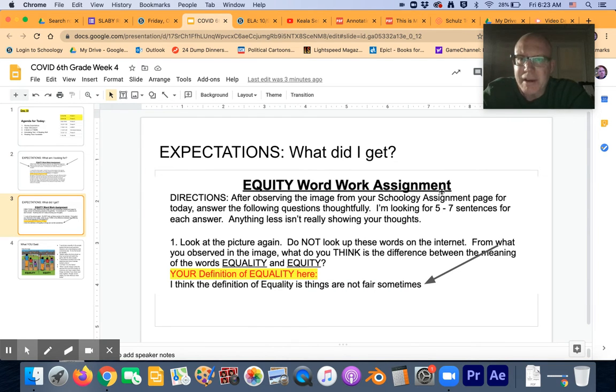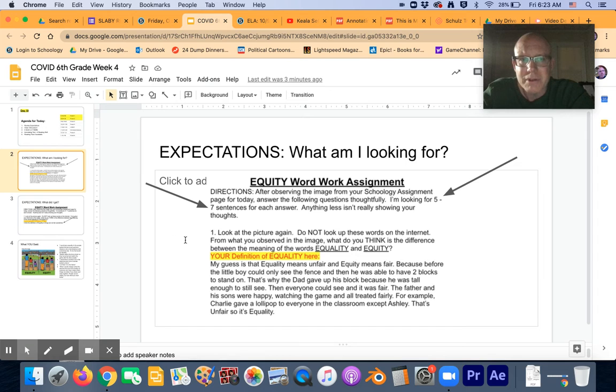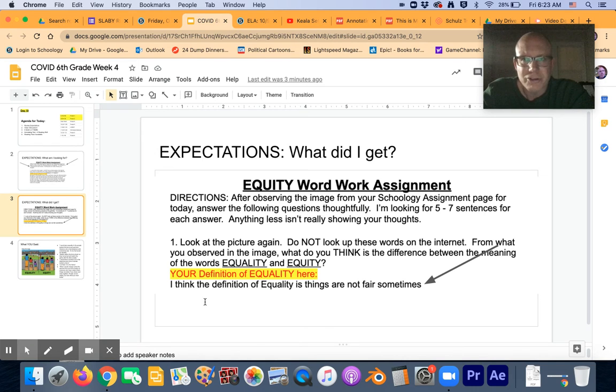So remember, I said 5 to 7 sentences. This was an answer, and this was actually more common than the other thing. I think the definition of equality is things are not fair sometimes. Is that 5 to 7 sentences? It is not. And it's not enough to show the thinking. This is actually the same thoughts, but the other student shared everything that was going through their mind. That's what I want to see. This person just tried to answer the question. I don't care about that.